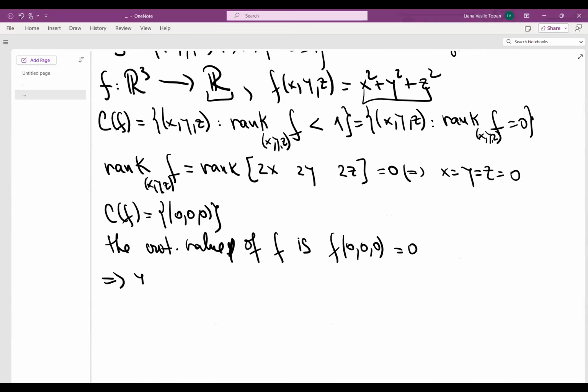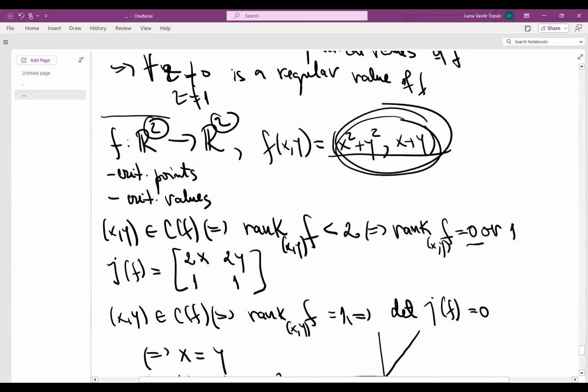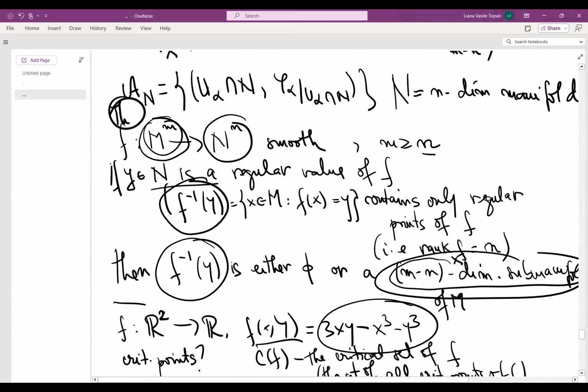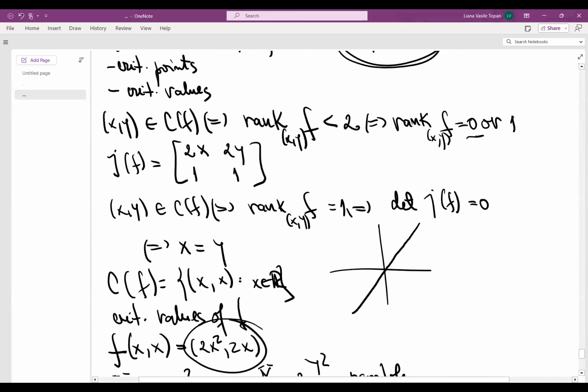So in particular, I'm going to call it k, k equals 1 is a regular value for our function f. But regular value means what? That its pre-image, if this is a regular value of the function, its pre-image is either empty or an m minus n dimensional submanifold of M, so of the domain.